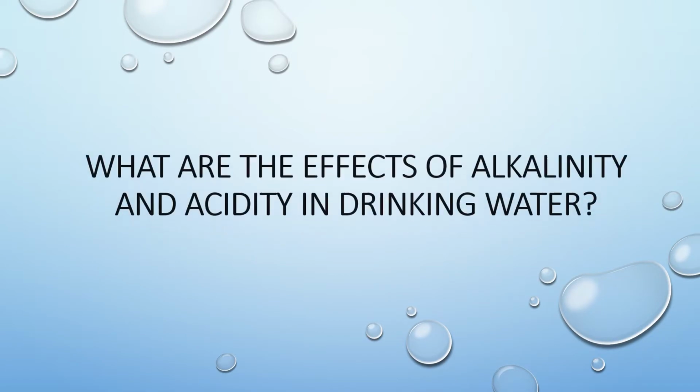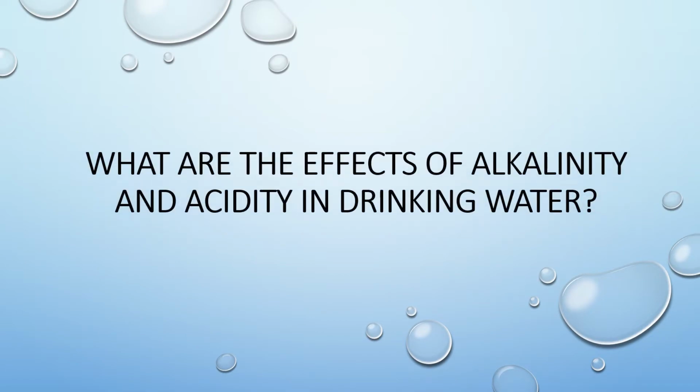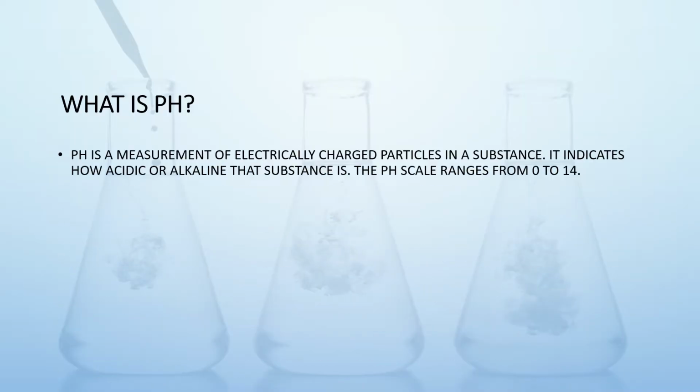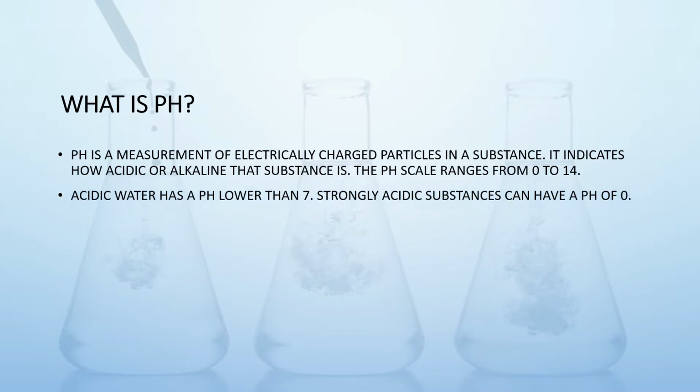The first topic we are going to discuss is the effect of alkalinity and acidity in drinking water. What is pH? pH is a measurement of electrically charged particles in a substance. It indicates how acidic or alkaline that substance is. The pH level ranges from 0 to 14.